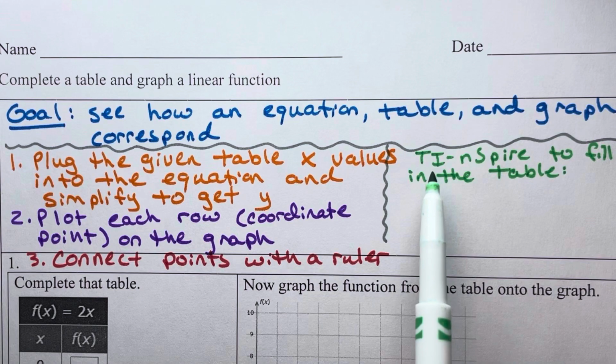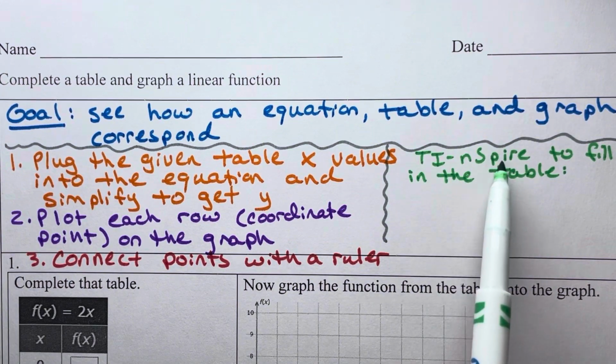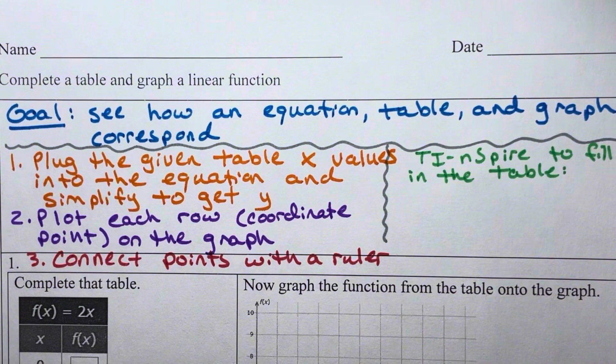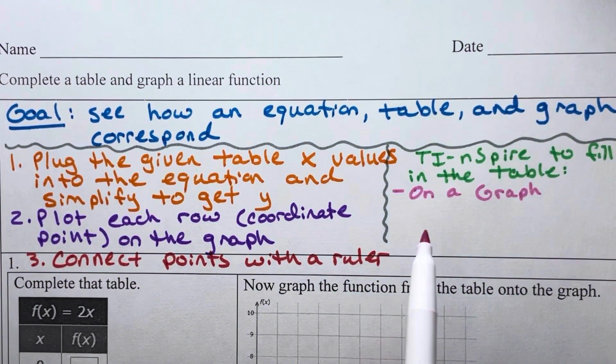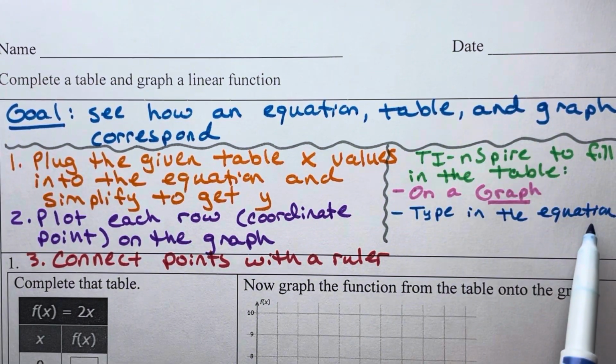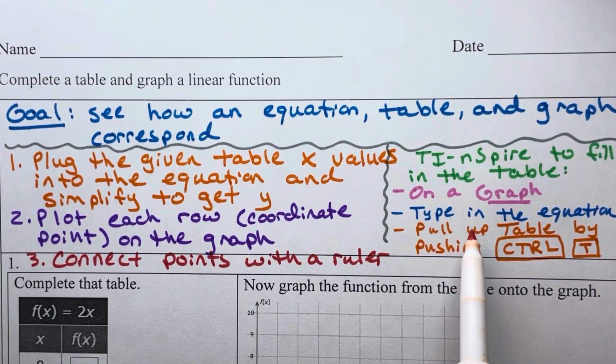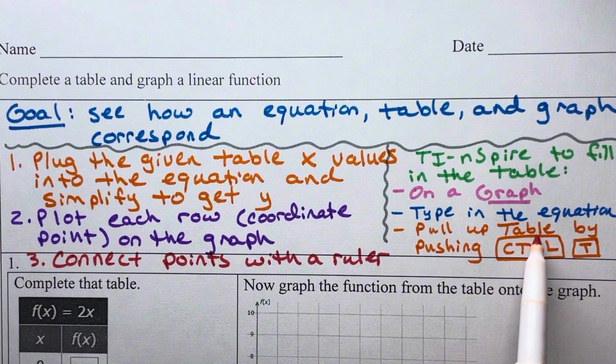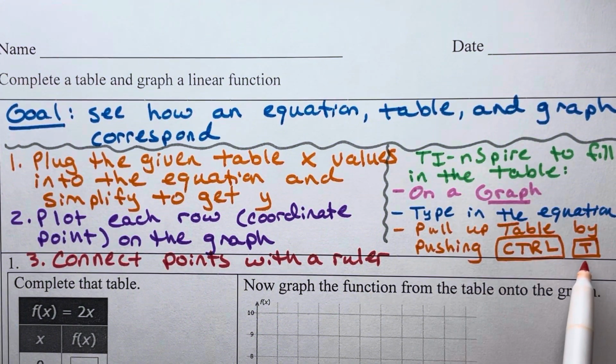Now, if your teacher allows you to use the TI Nspire to help you fill in the table, these are the steps that you will need. Starting on a page for a graph, type in the equation that they give you in the problem, and then push enter. After you've graphed the equation, you're going to pull up the table by pushing Control T. So that will give you the table in the calculator of all of the x values for the given equation that you will then use to fill in the table that you have been given in the problem itself. Let's see how this works.